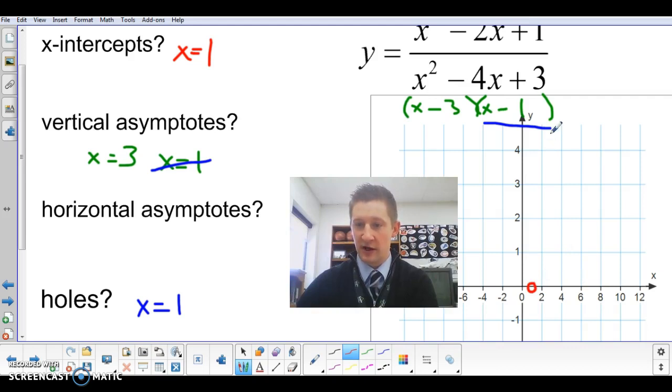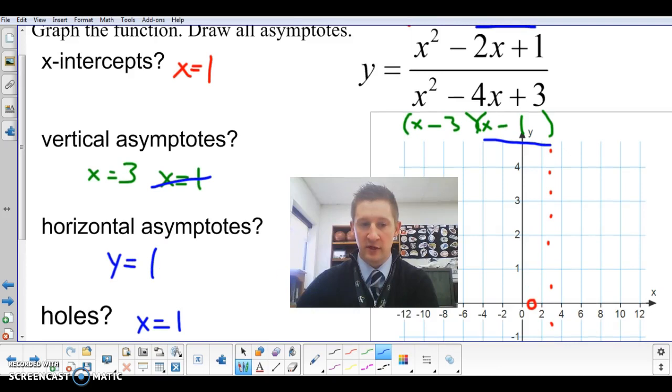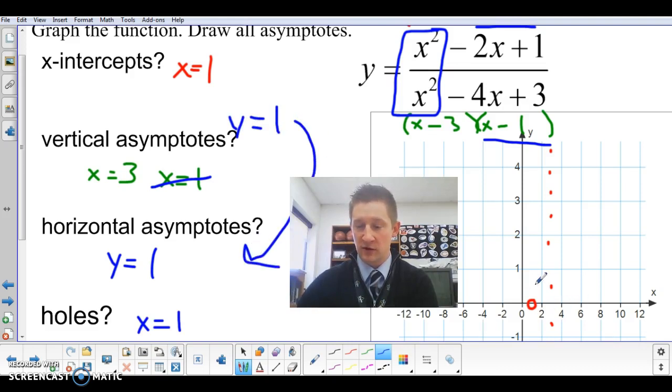Now, we said that there was a vertical asymptote at 3, so I'll draw my vertical asymptote. And we'll throw the horizontal asymptote on there too. The horizontal asymptote is going to be at y equals 1, because when they have the same degree in numerator and denominator, I divide the first two terms. So x squared divided by x squared equals 1, which is why that's our horizontal asymptote. So I draw that in at 1.